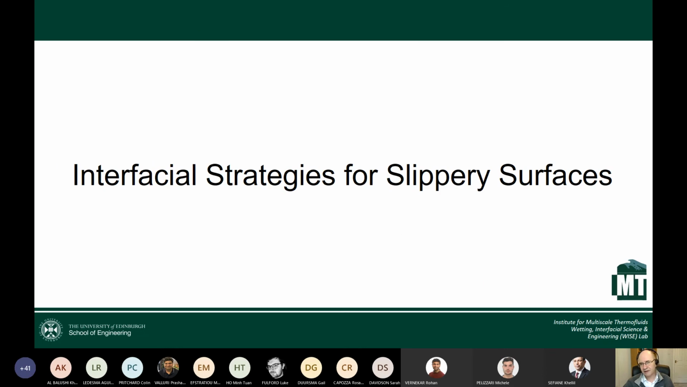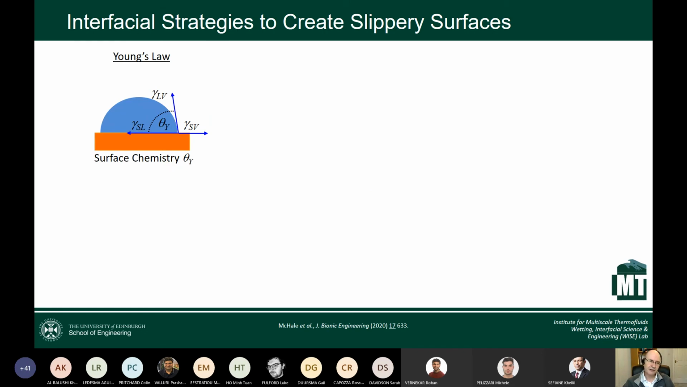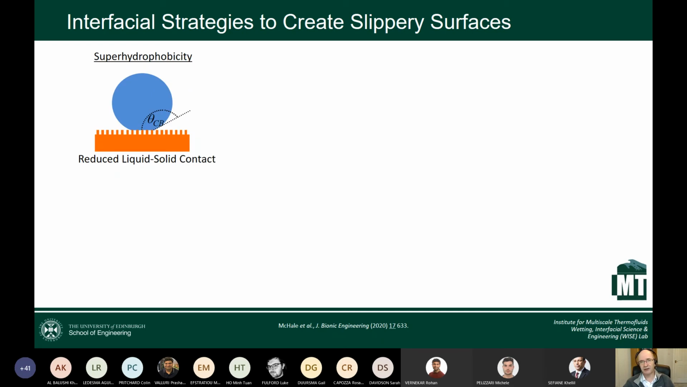So what you find is there are different interfacial strategies to create surfaces on which liquids can move. If we start just with a smooth surface where we have a droplet, there are 3 interfacial tensions: the solid to the vapor, the liquid to the vapor, the solid to liquid. Think of those as forces. And essentially they determine what's called the contact angle. And that, I would say, was the chemistry.